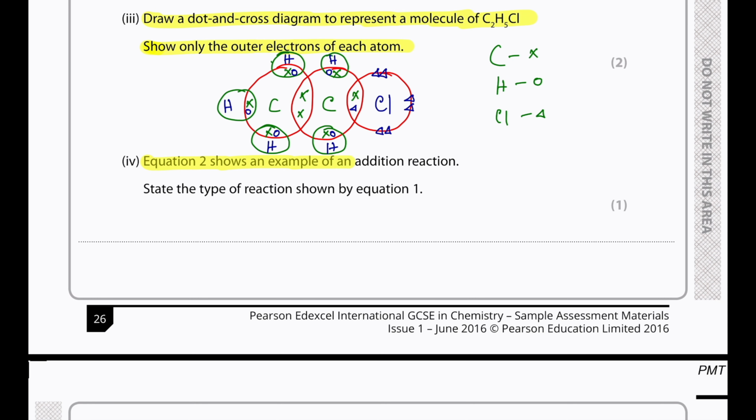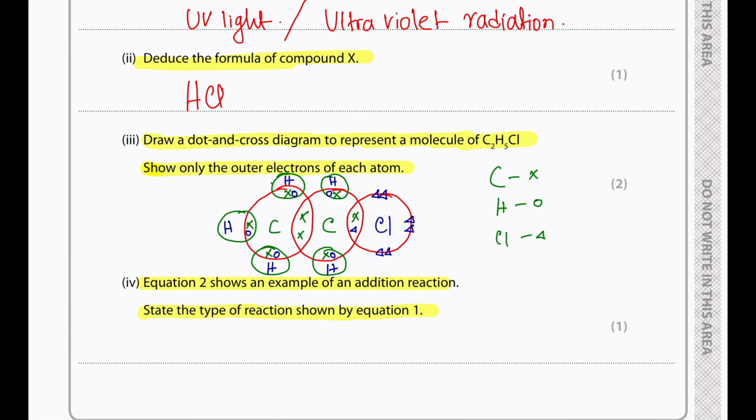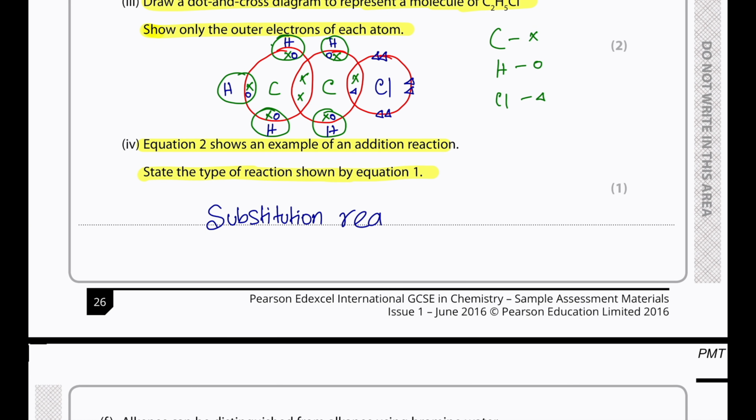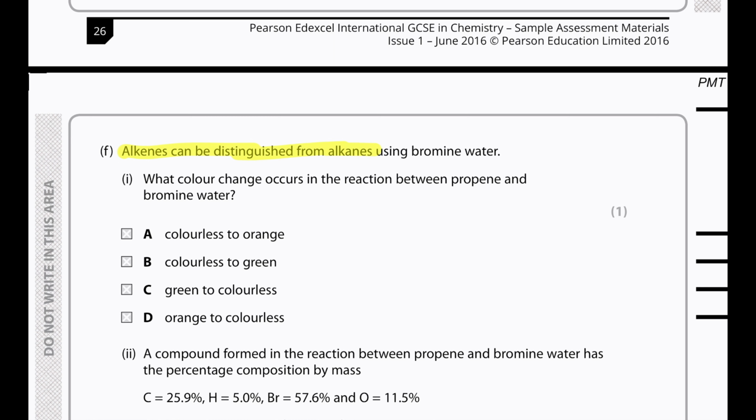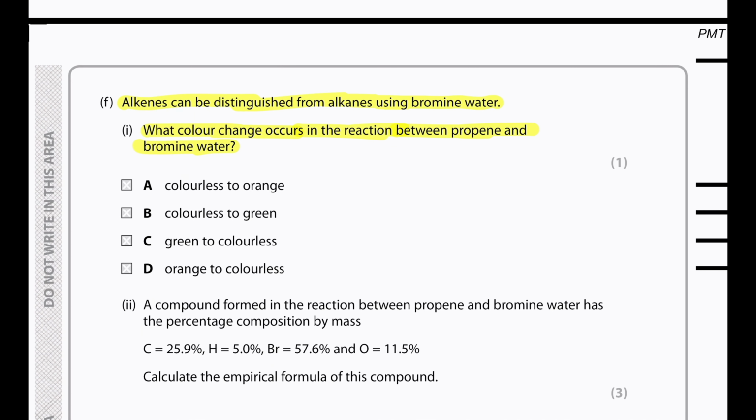Equation 2 shows an example of an addition reaction. State the type of reaction shown by equation 1. So equation 1 is actually a substitution reaction. So we'll say substitution. Alkenes can be distinguished from alkanes using bromine water. What color change occurs in the reaction between propene and bromine water? Bromine water has an orange color, and once it reacts with propene, which has a carbon-carbon double bond, the orange color will become colorless.